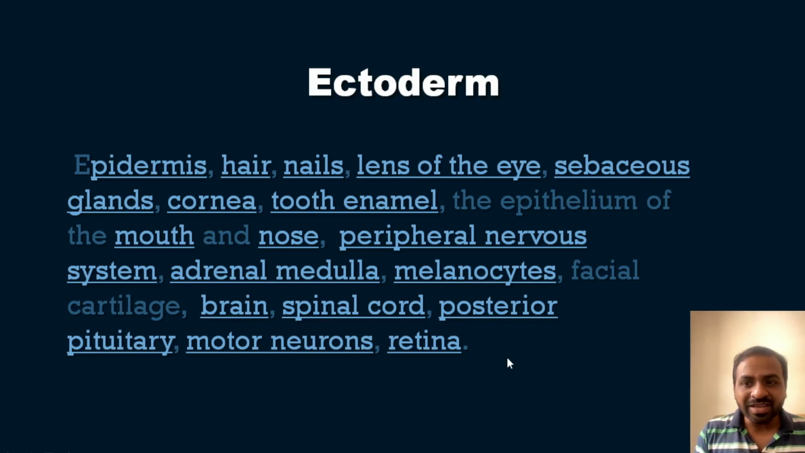Okay, so the central nervous system like the brain and spinal cord are developing from the ectoderm. Then hair, nail, lens of the eye, sebaceous glands, cornea, tooth enamel, then the peripheral nervous system, adrenal medulla, melanocytes, posterior pituitary, motor neurons, retina. These most important things are developing from the ectoderm.